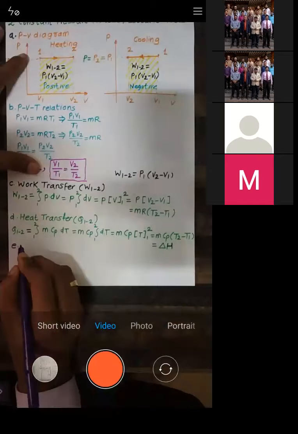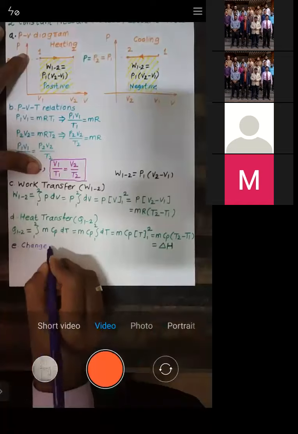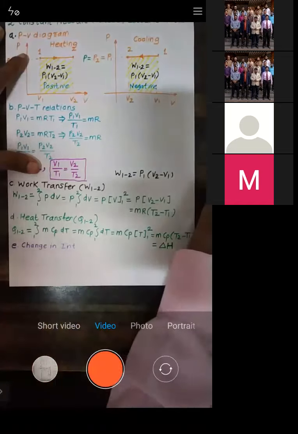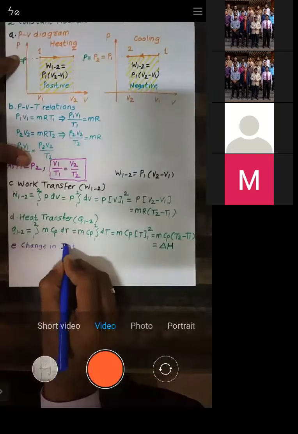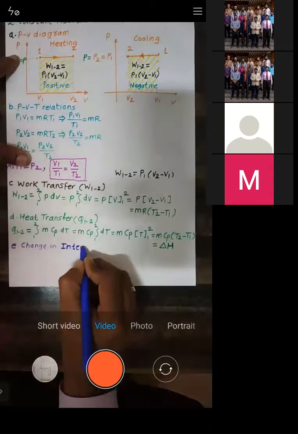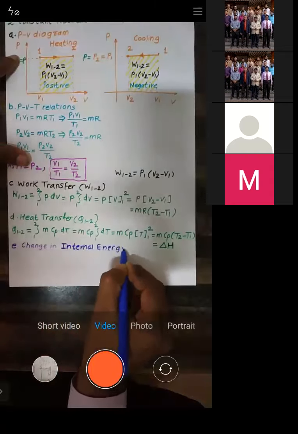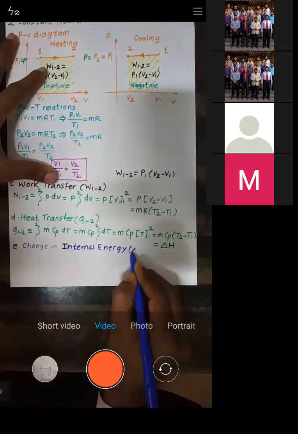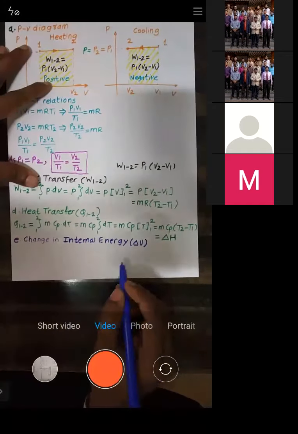Okay, let's now go to the next process. We will calculate change in internal energy. Change in internal energy. Now we are interested to calculate what is the change in internal energy, right? So change in internal energy we always calculate by delta U. That is nothing but change in internal energy.